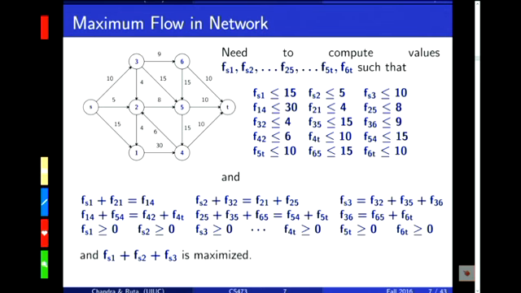Do I have to write flow conservation for S and T? No, right? Because we don't have to conserve flow at S and T, because S is the source and T is the destination. The flow goes out of S and comes into T.